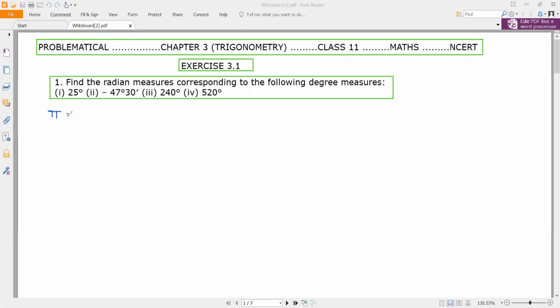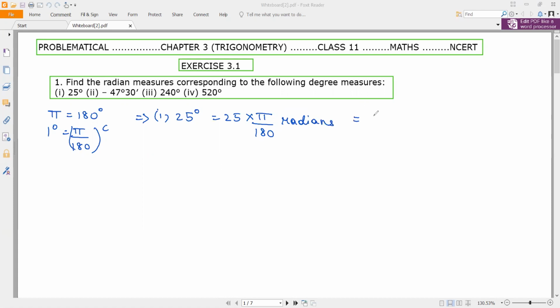We know that pi radian is equal to 180 degrees, which means that 1 degree is equal to pi upon 180 radian. Using this, for the first part, 25 degrees is equal to 25 into pi upon 180 radian. This will be equal to 5 pi, cancelled by 5, which gives 5 pi upon 36 radians.